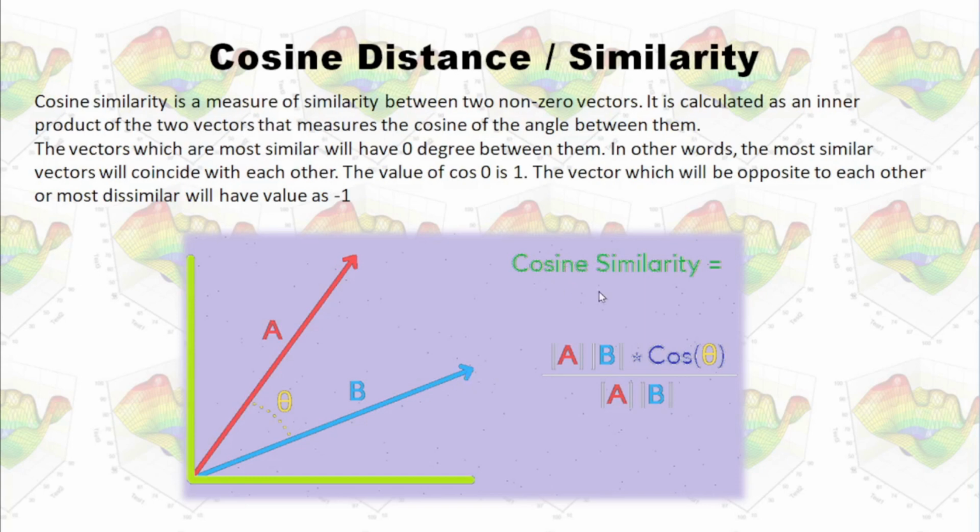When we calculate cosine similarity, we use this formula. You can see if theta is 0, cosine theta will be 1 and cosine similarity will be 1. That means they are the same. But if vector A and vector B are pointing in opposite directions, then cosine theta will be minus 1 and cosine similarity will be minus 1.